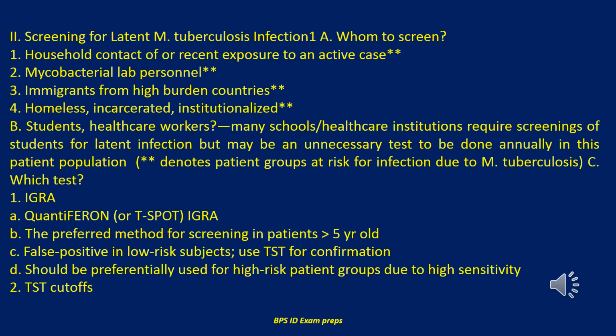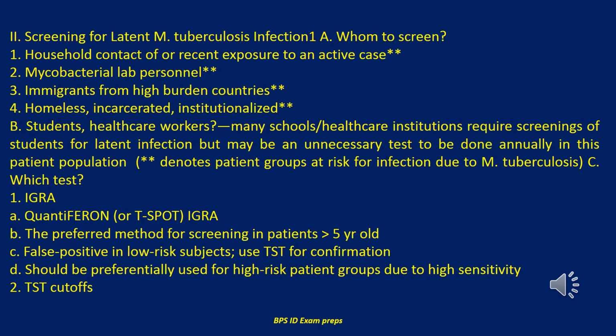Let's now address the question, which test should be used? We should use 1. IGRA. A. QuantiFERON or T-SPOT IGRA, which is the preferred method for screening in patients above the age of 5 years. C. There are false positives in low-risk subjects. Therefore, use TST for confirmation. D. It should be preferentially used for high-risk patient groups due to high sensitivity.